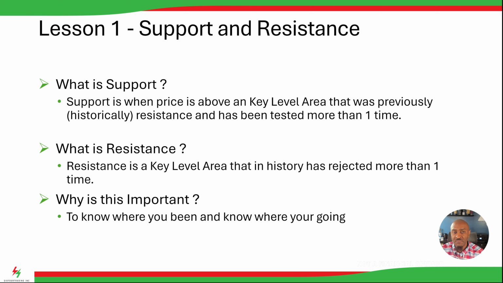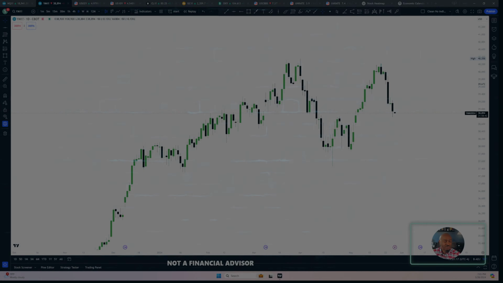And why is this important? Because you need to know where you've been so you can know where you're going. You need to know where your previous support level is so you can know possibly where your resistance is going to be, so you know where your entry is and where your exit is. This is why it's important to take the time to mark up your charts with support and resistance areas. So let's jump to a chart.